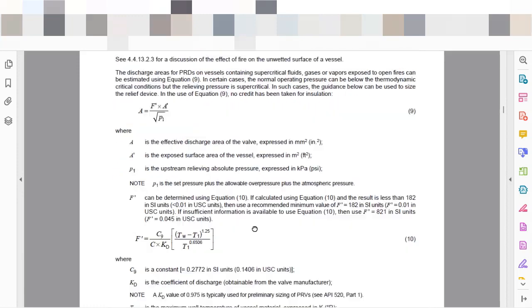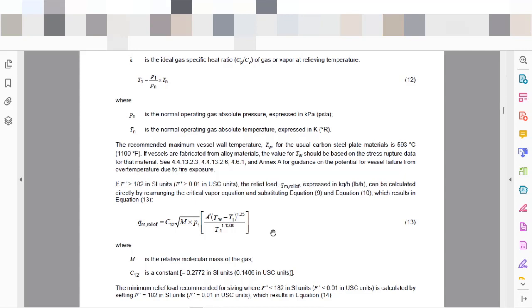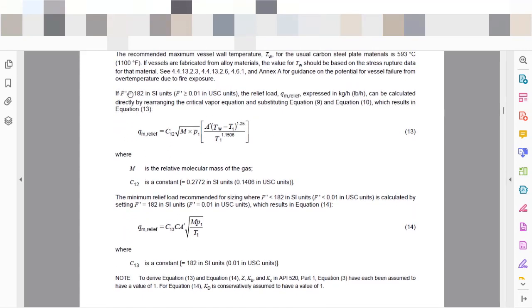Once you find that, you are able to calculate the required load for your pressure relief device. And that will depend on the F' calculation. If it is above a certain value, you will use equation 13, or if it is below a certain value, you will use equation 14. So with that, let's see a case study and start with the calculations.